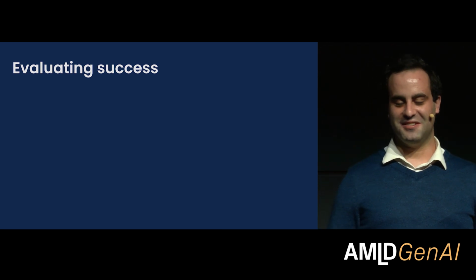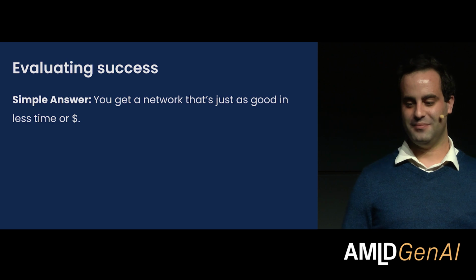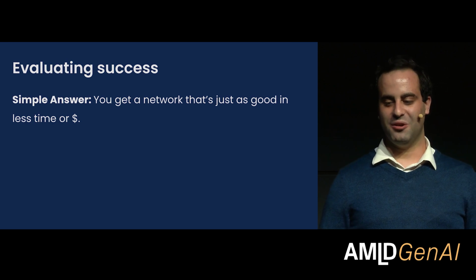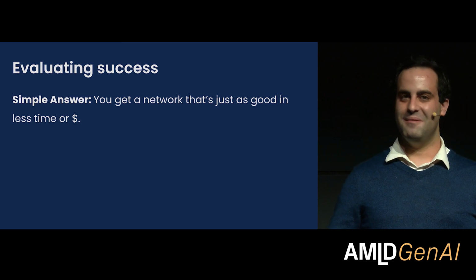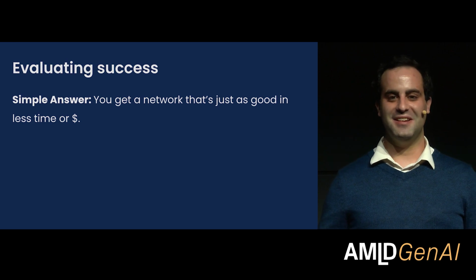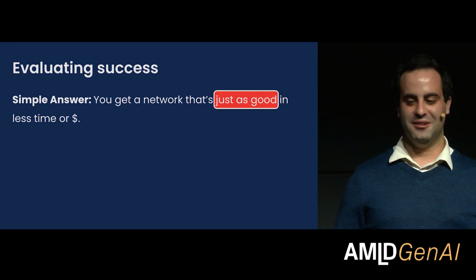Okay, but now you have to evaluate success. And this is tricky. The simple answer here would be you get a network that's just as good in less time or money. If you're NVIDIA, that's what you do. V100 to A100 to H100, basically mathematically the same. As long as you made things go faster, you're good.